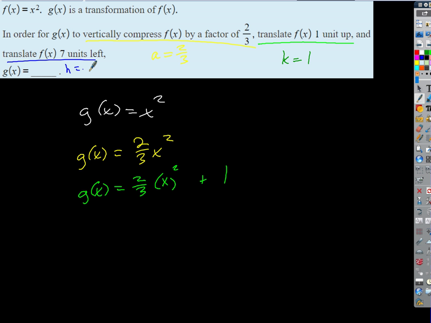So that's telling me H equals -7, right? And so my last step, my blue step. Okay, now what?